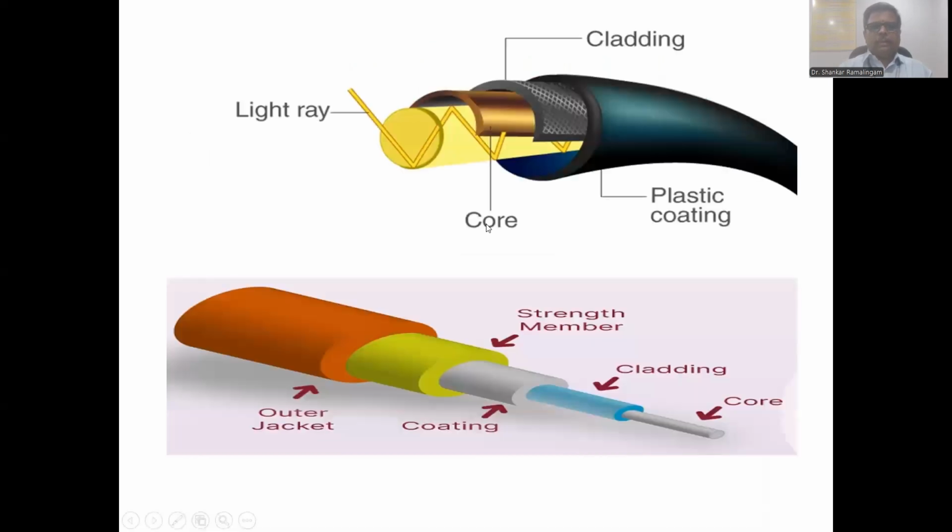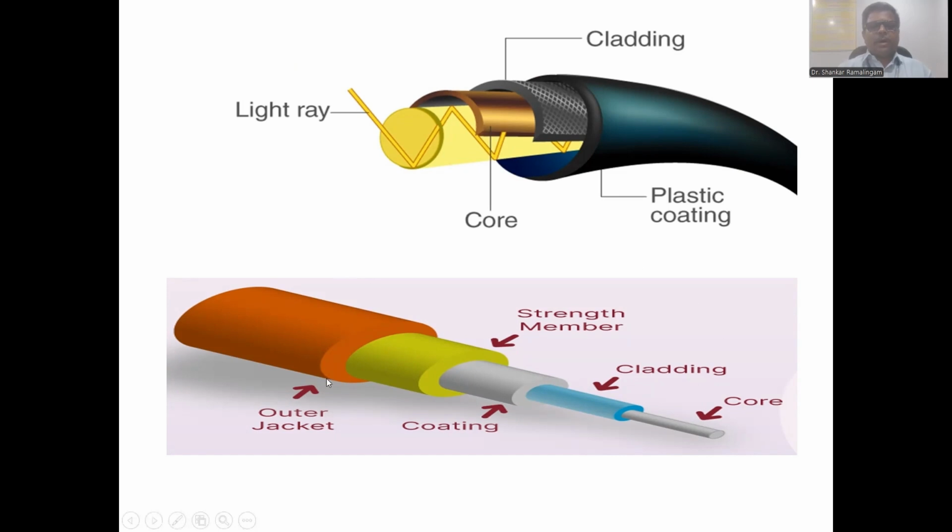Now, let us see how our optical fiber cable is going to have its structure. I have two pictures of optical fiber cable, one at the top and the other at the bottom. Let us see from the bottom. This is the outermost jacket that is going to give some strength to the optical fiber cable. This outer jacket is going to prevent other disturbances to the signal present inside the optical fiber cable.